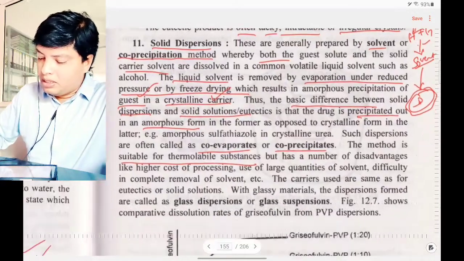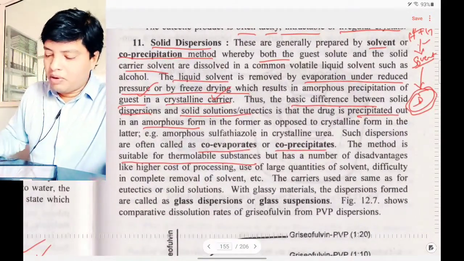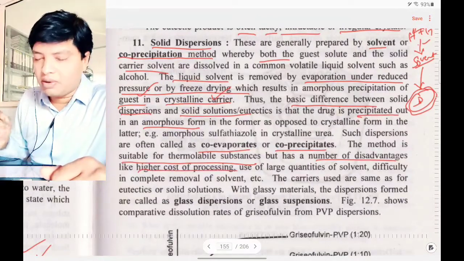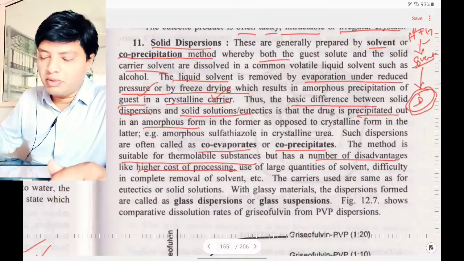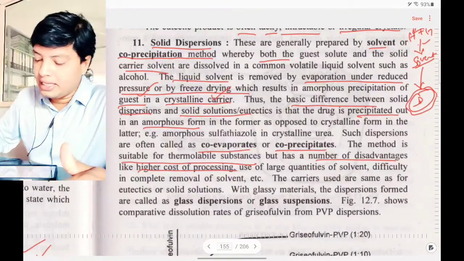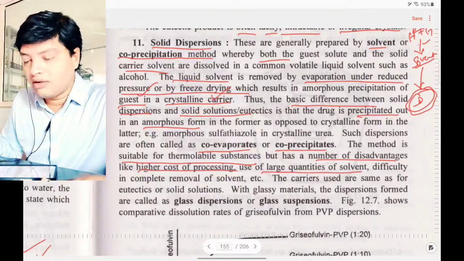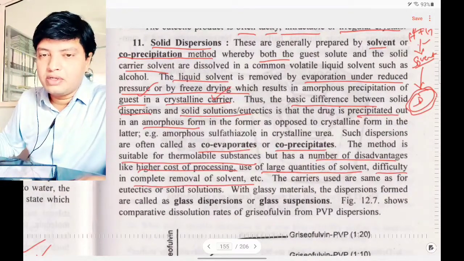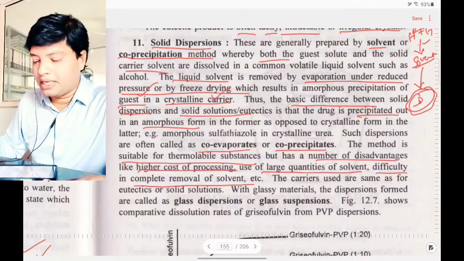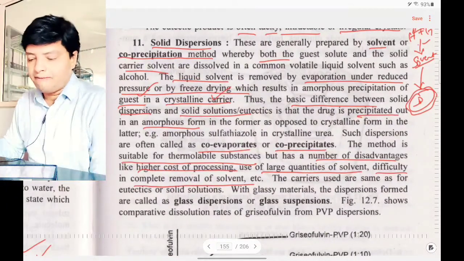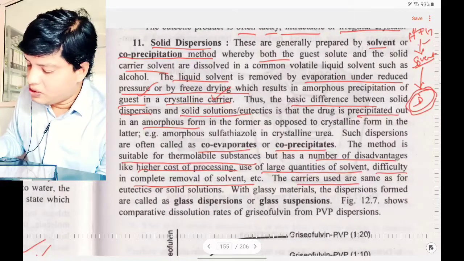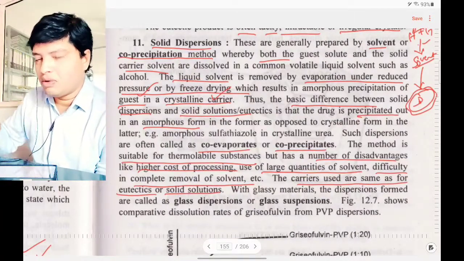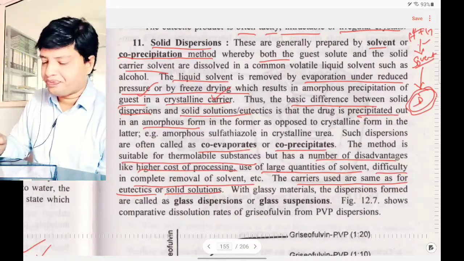Then we have the method is suitable for thermolabile substances, but there are a number of disadvantages, like higher cost of processing. Here the cost of processing is more because you are using freeze drying, which increases the cost. A large quantity of solvent is used, and then there is difficulty in complete removal of solvent. Even in freeze drying you can't remove the solvent completely. So these are the disadvantages of this method. The carriers used are the same for eutectic and solid solutions. So the same carriers can be used here, only the method of preparation will be different.